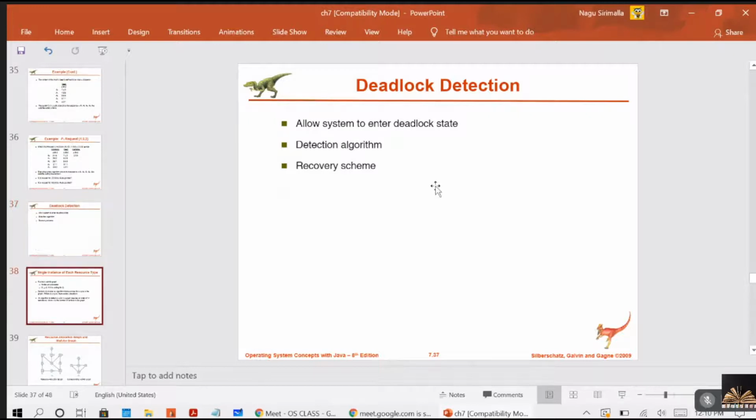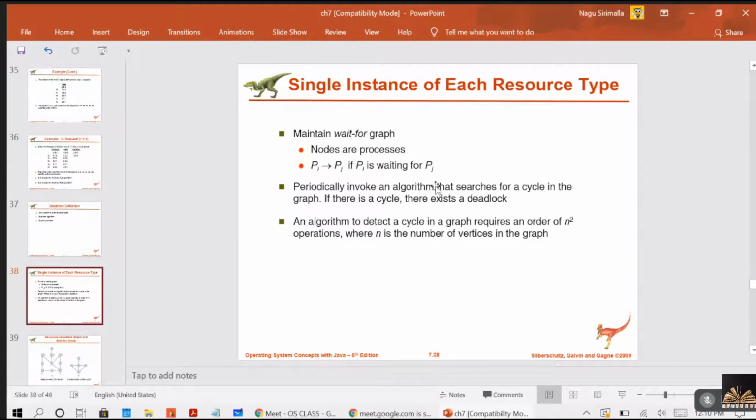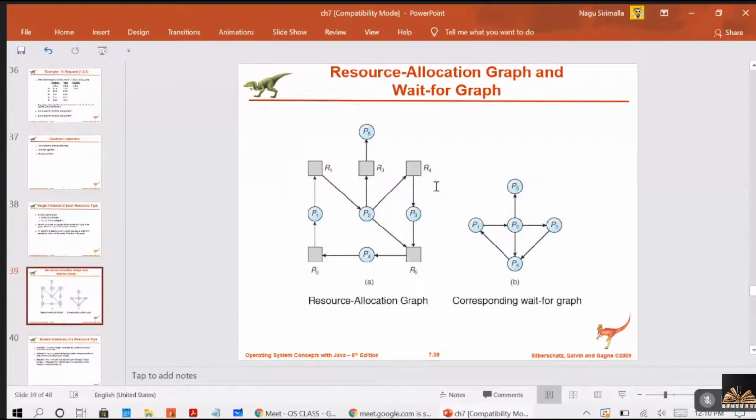It is very easy if your system has resources with a single instance; deadlock detection is very easy. You are supposed to maintain a wait for graph. Nodes are the processes, and Pi to Pj means Pi is waiting for Pj. From the resource allocation graph, if you remove the resources, that becomes the wait for graph. If P1 is requesting R1 and R1 is held by P2, then you can have an arrow from P1 to P2.